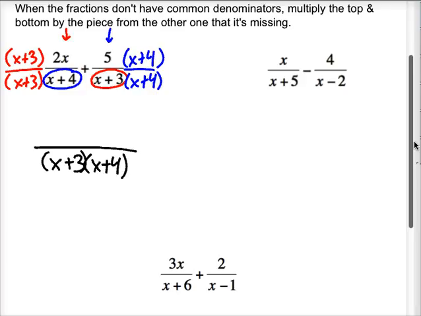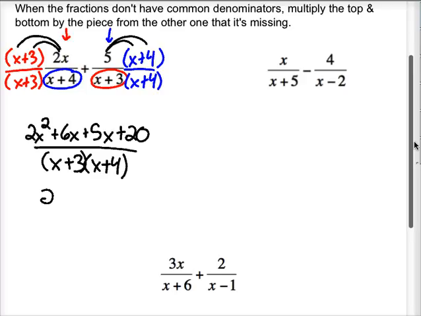Well, on top, let's distribute this. So 2x times x is a 2x squared. 2x times 3 is a 6x. 5 times x is 5x. 5 times 4 is 20. So let's clean up the top a little bit. So I have 2x squared. 6x plus 5x is 11x.